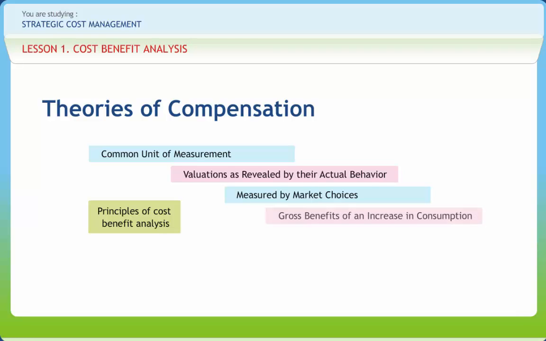Fourth, gross benefits of an increase in consumption is the area under the demand curve. The increase in benefits resulting from an increase in consumption is the sum of the marginal benefit times each incremental increase in consumption. Fifth, analysis of a project should involve a with versus without comparison.